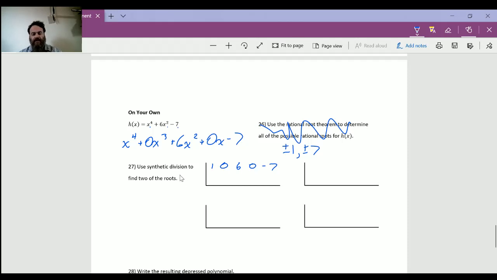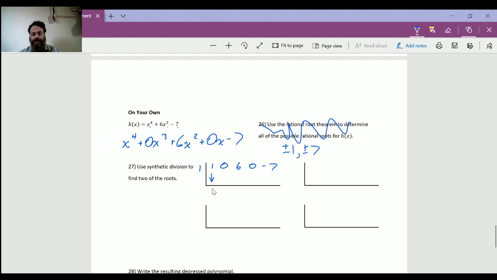If I missed one, let me know and I can fix it later. All right, we got 4 choices: positive 1, negative 1, positive 7, negative 7. Really doesn't matter what we start with. I always recommend starting with 1 and negative 1.